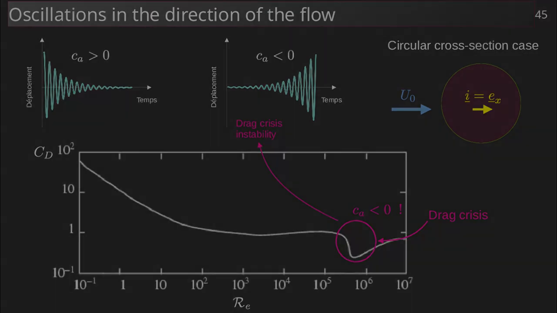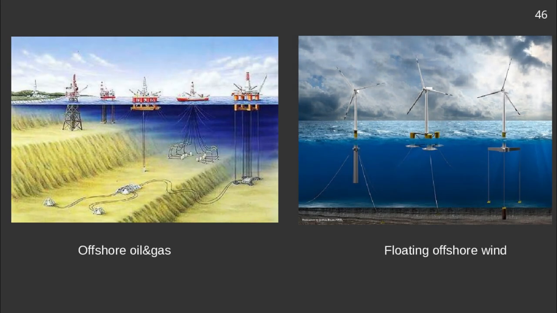It can be observed in the field of offshore oil and gas or offshore wind. Anchor cables, power cables, or umbilicals are subject to currents and can sometimes be in the Reynolds number range where the drag crisis occurs.